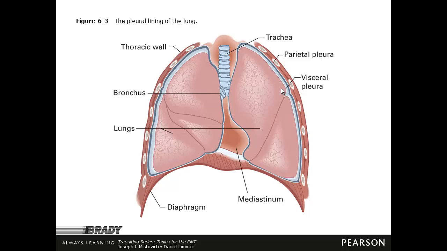Here's a drawing of the lungs inflated. The visceral pleura is lining the lung. The parietal pleura is lining the chest.